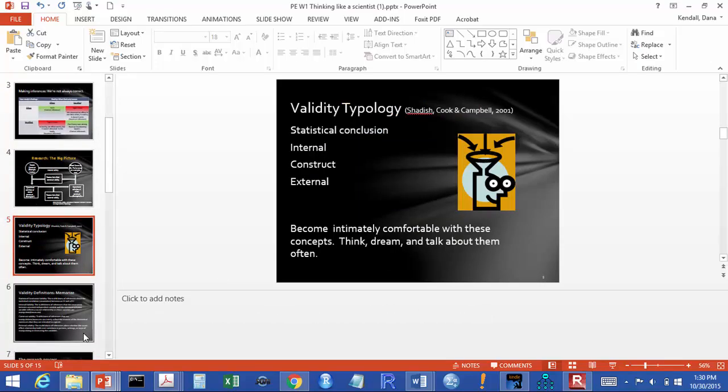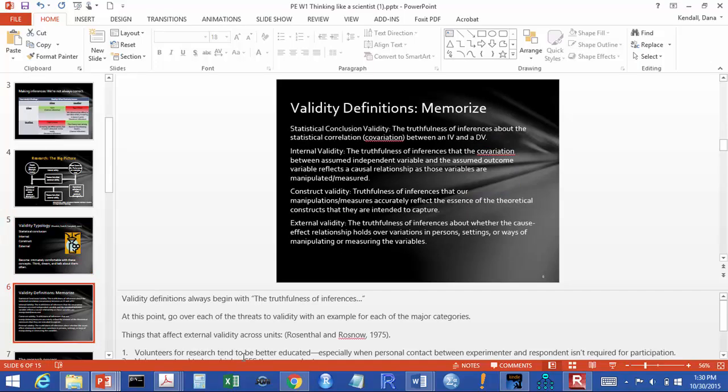The validity typology that SCC lay out is classic and everyone uses it in the field. It's the stat conclusion, internal, construct, and external. Just talk about them until they no longer feel awkward when you talk about them out loud. That's the goal. Please memorize these definitions. These definitions are extremely important.